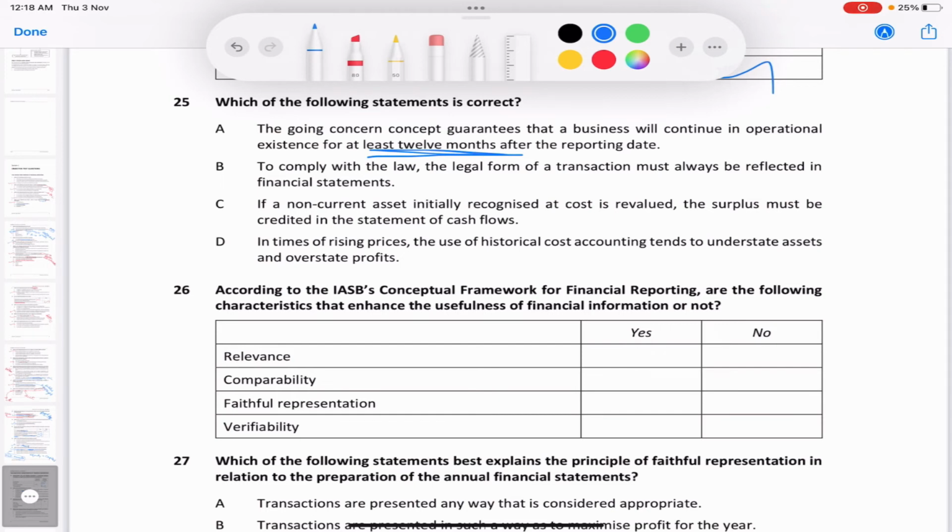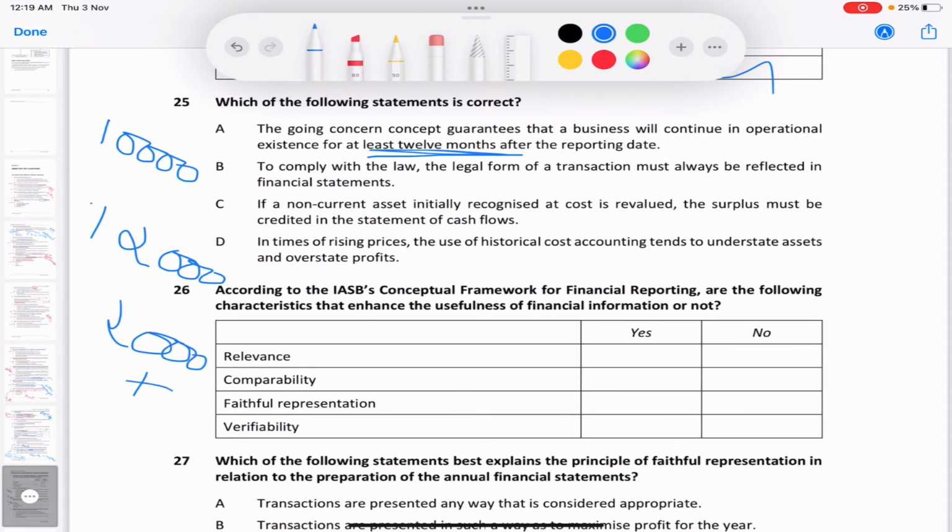If a non-current asset initially recognized at cost is revalued, the surplus must be credited in the statement of cash flows. That is also not true. Why? Because it is not realized. Just because something has appreciated in value doesn't mean that it is a realized gain or a realized profit. Let's say, for example, I have a machinery of 10,000. After 4 years, the machinery has a market value of 12,000, which means I have a 2,000 appreciation value, but I'm still using the machinery.